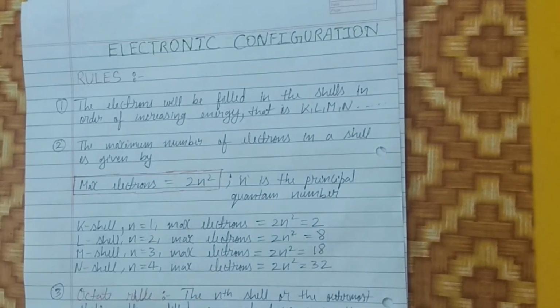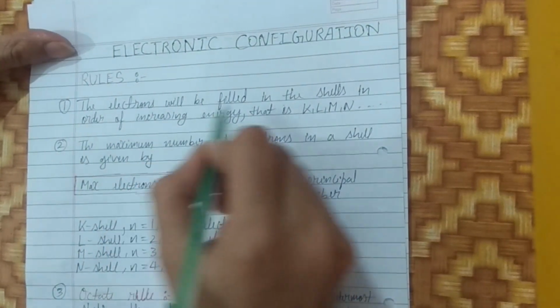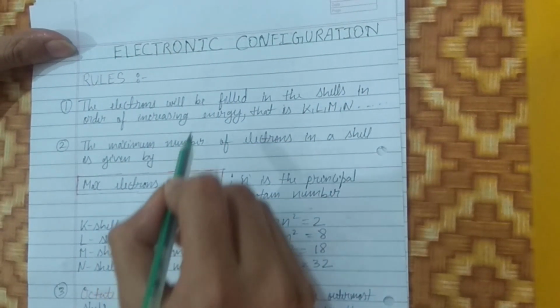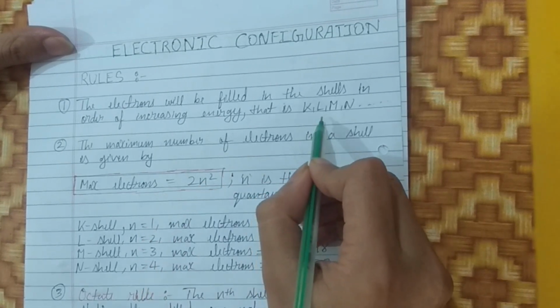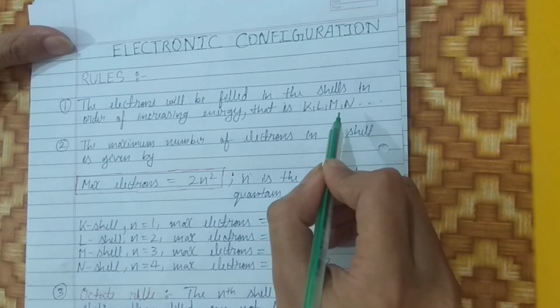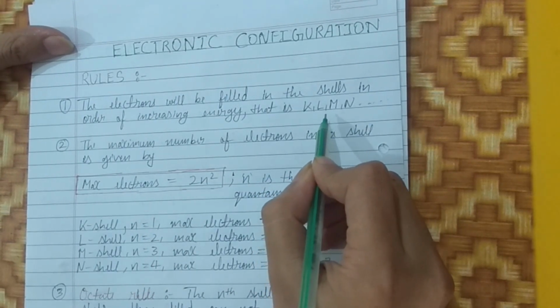So there are 4 rules in writing the electronic configuration of elements. Rule 1: the electrons will be filled in the shells in order of increasing energy, that is KLMN. Which means that the K shell will be filled first, then the L shell, and so on.